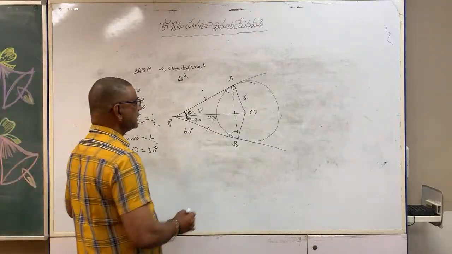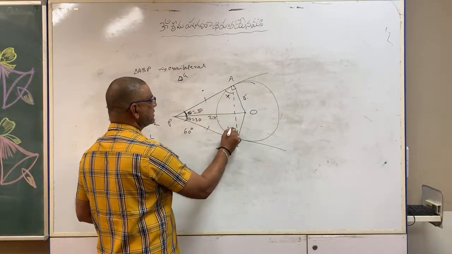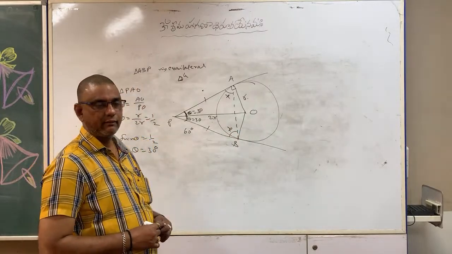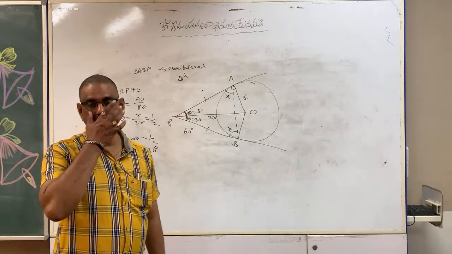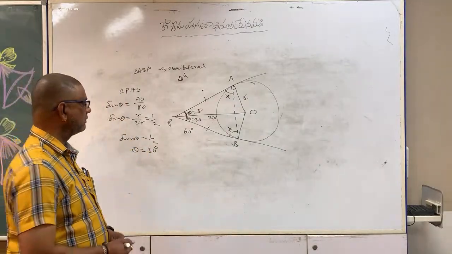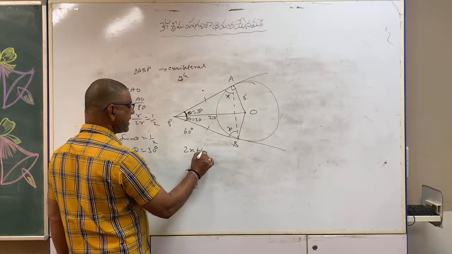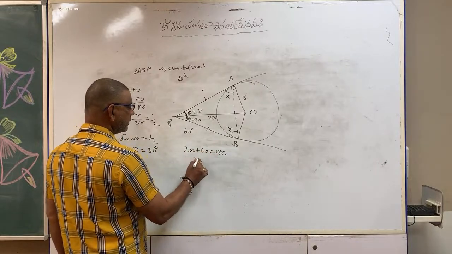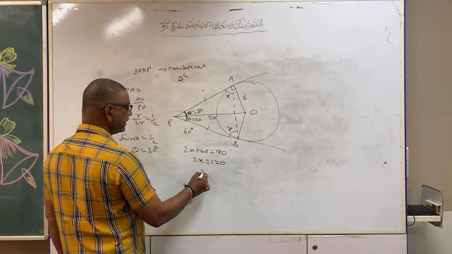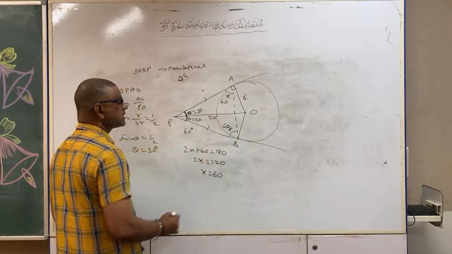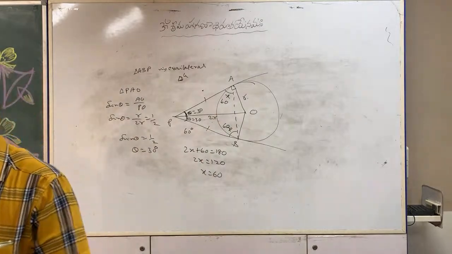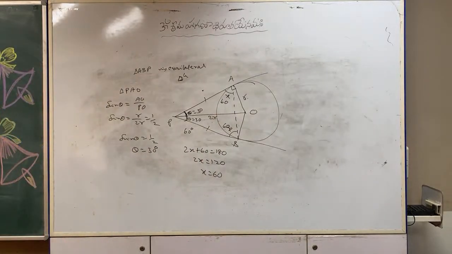This total angle is 60, then this is x, this is also x. x plus x plus 60 is 180, angle sum property of triangle. So 2x plus 60 is 180, 2x is 120, x is 60. That means this is 60, this is 60. So automatically triangle APB is an equilateral triangle.